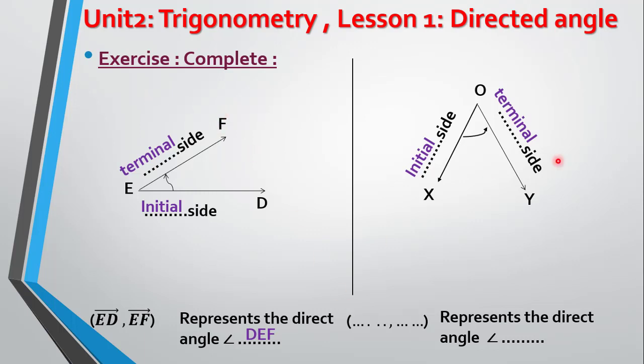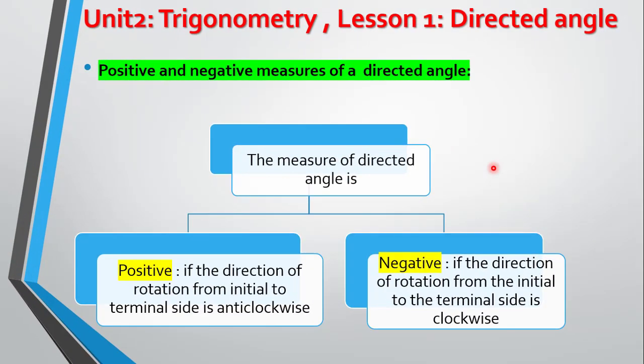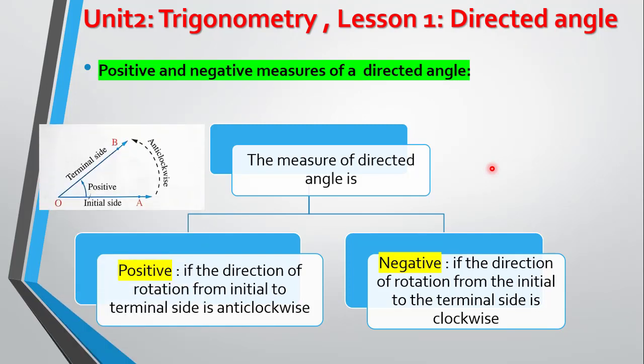And here, what is the ordered pair? The initial side first, so OX, then OY. So the angle is XOY. Start from the initial side, then the terminal side. So we have two directions for any angle, a positive direction or a negative direction. Any directed angle can be positive or negative. Positive if the direction of rotation from initial to terminal side is anti-clockwise, like here.